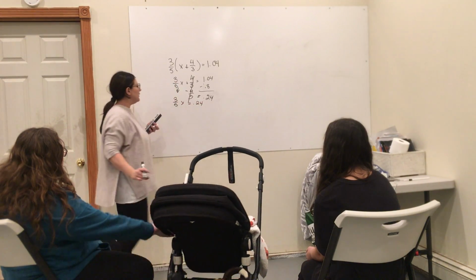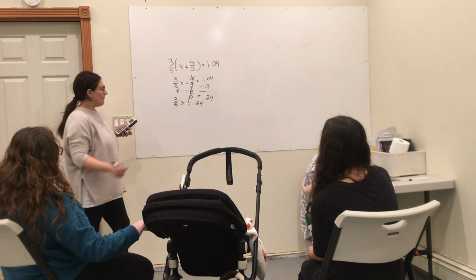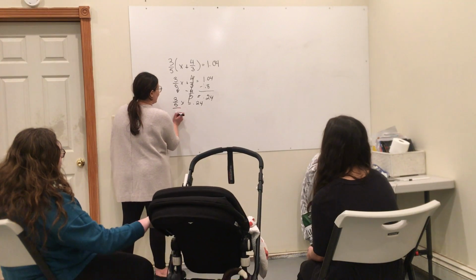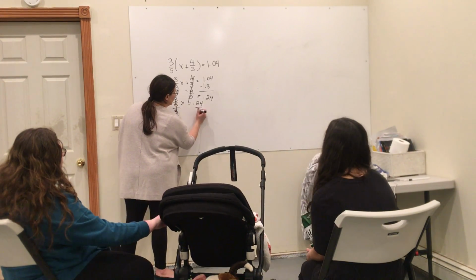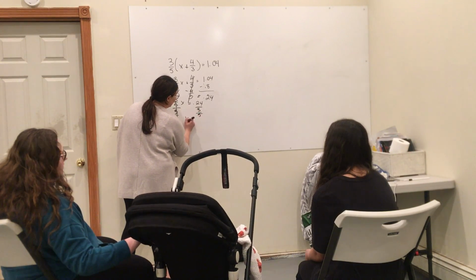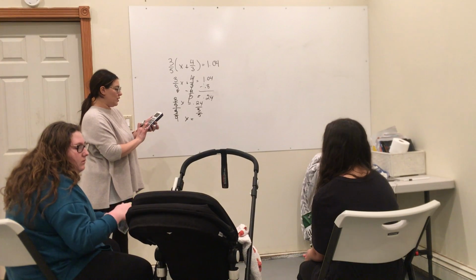What do you do next? This is where you isolate, right? Divide. Because we're isolating x. 3 over 5. That's right. So that cancels out. And then 0.24 divided by 3 over 5. I don't know what that'll be. Okay, so this is why they make you use a calculator, because it's hard to do mentally.